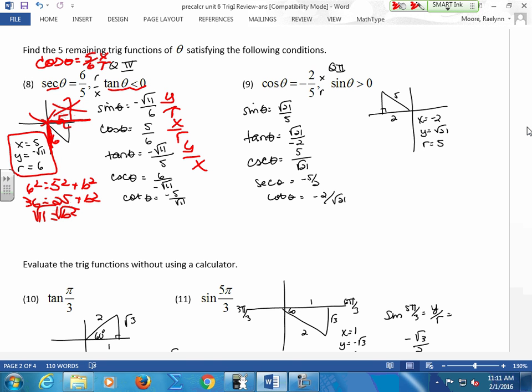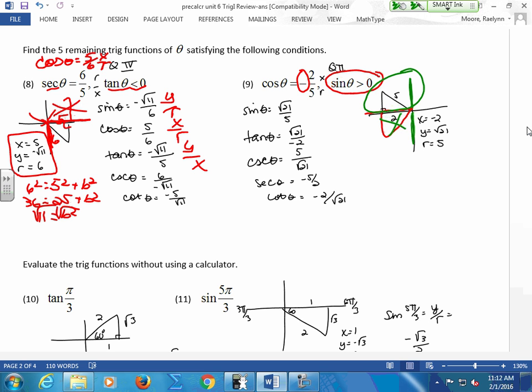Okay? Number 9, cosine. Cosine is my x. My x is negative over here. So I could either be in 2 or 3. You get a little bit more information. Out of 2 and 3, I want where my sine is positive. My sine is what? My x or my y? Y. So is y positive up here or down here? Up here. So I don't want this guy, I just want this triangle.